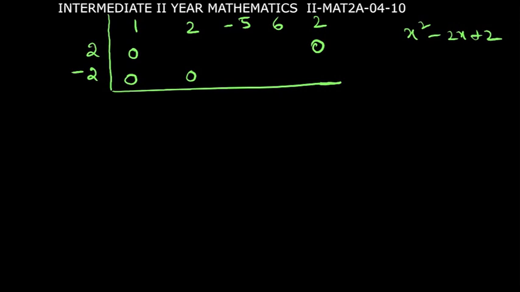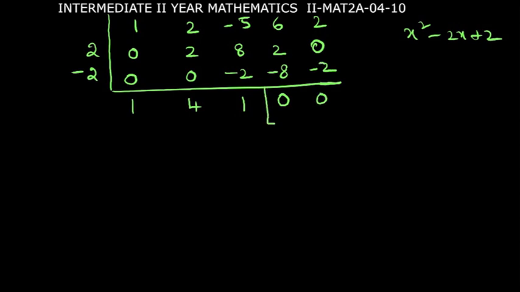1 plus 0 is 1. 1 into 2 is 2. Okay. 2 plus 2, 4. 2 into 4, 8. Minus 2 into 1, minus 2. 8 minus 5 is 3. 3 minus 2, 1. 1 into 2, 2. Minus 2 into 4, minus 8. Okay. This gives you 0. 2 into 0 is 0. Minus 2 into 1 is minus 2. Okay. Minus 2 plus 2 is 0.